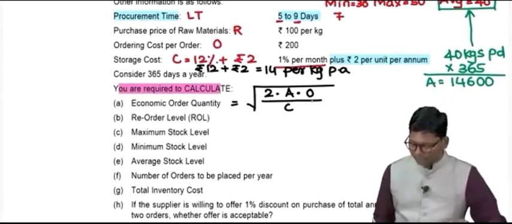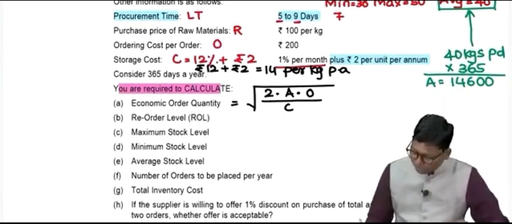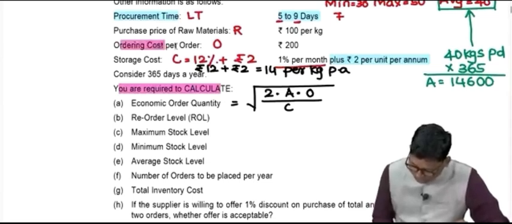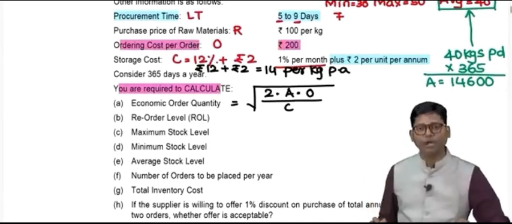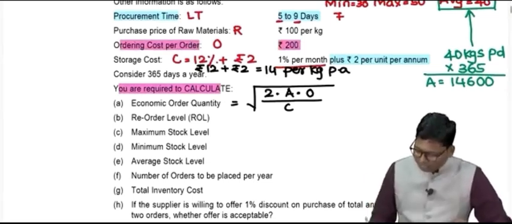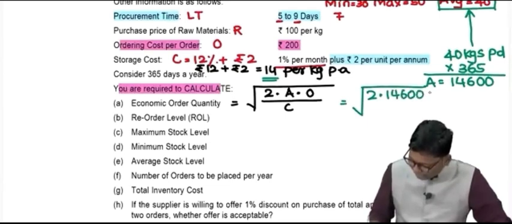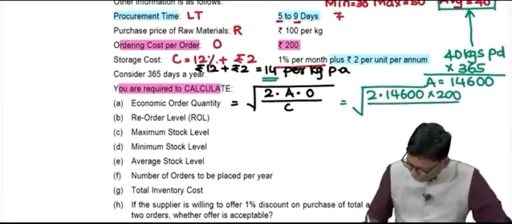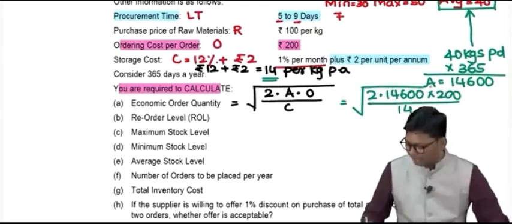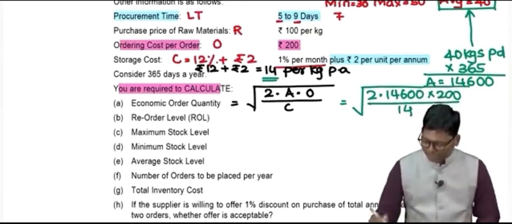Further, the next item is O, that is your ordering cost. Ordering cost is mentioned in the question. Your ordering cost per order is 200, and carrying cost just now we computed, which was rupees 14. So this calculation is very simple. It's a root of 2 multiplied by 14,600 multiplied by ordering cost 200 divided by your carrying cost, which is 14 rupees. This will give you EOQ's answer, which is very, very simple.